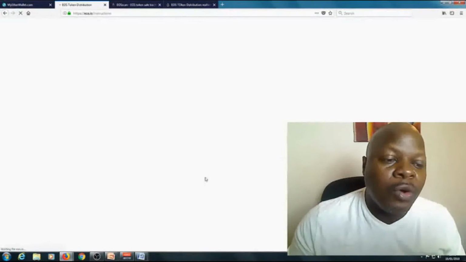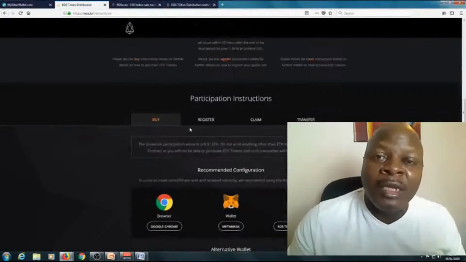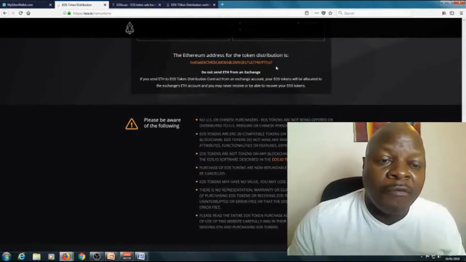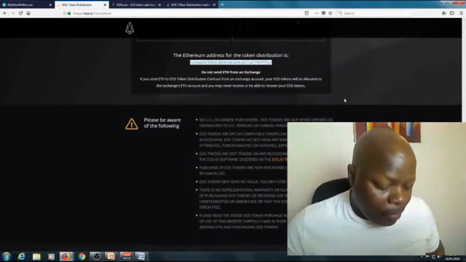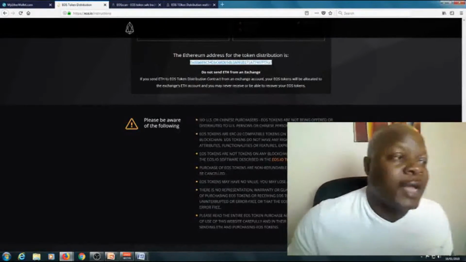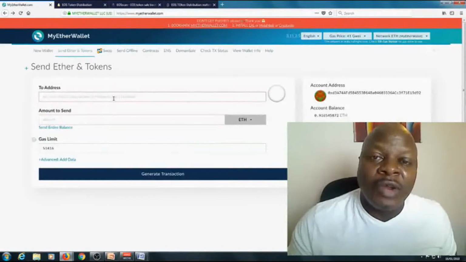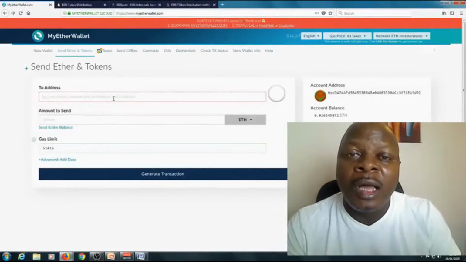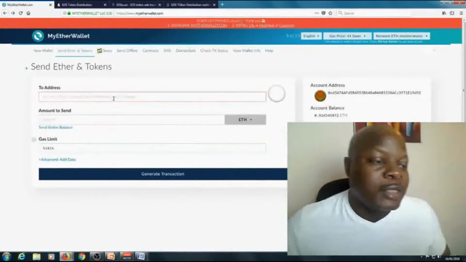And then you go in, and why have you done this? You've done this really just to get the Ethereum address for the crowd sale, and that's the Ethereum address right there. So you copy that, and then you take that over to your MyEtherWallet or your ERC20 wallet of choice, and then you put that in there.